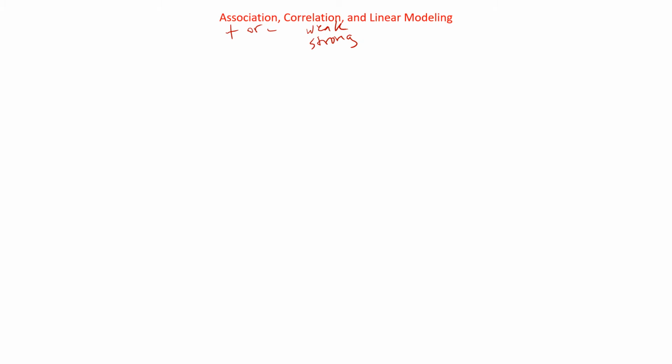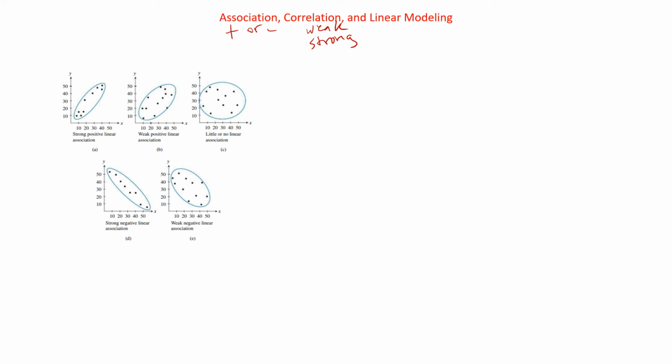So, association and correlation. Here are some examples. So, these first two have a positive association. Notice that they're going upwards. If we were to draw a line of best fit, which would be the linear modeling part, it would have positive slopes. These two at the bottom have downward associations. They'd have downward lines of best fit. So those associations are negative.